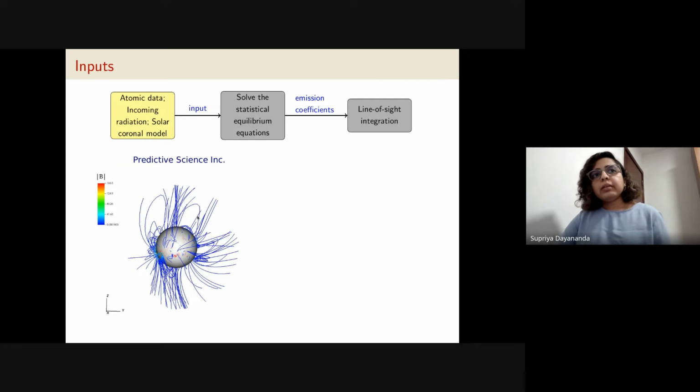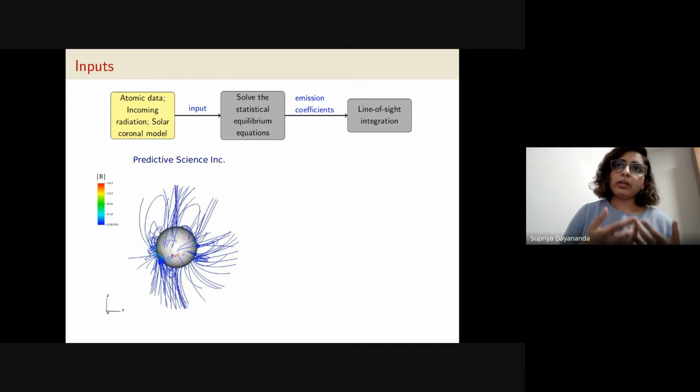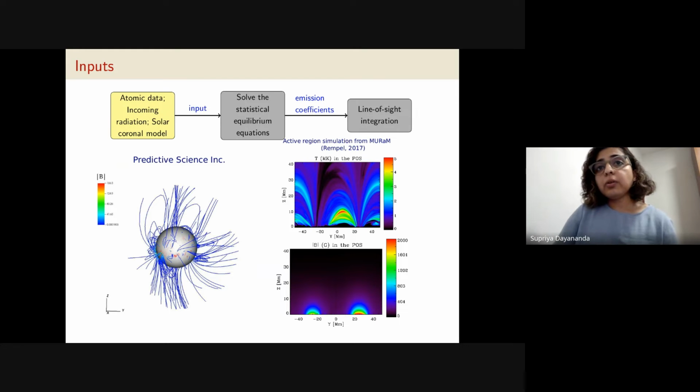So the third input parameter is the solar coronal model itself. This is where you specify the temperature, electron densities, magnetic fields, and velocity fields for which you want to forward model the line. In P Corona, we have tested the code for two specific models. One is the one coming from the Predictive Science group, large models going up to 2 or 3 solar radii or even higher if you want to model them. And the other set of models we have tested for are the numerical simulations from MURaM for different solar conditions.